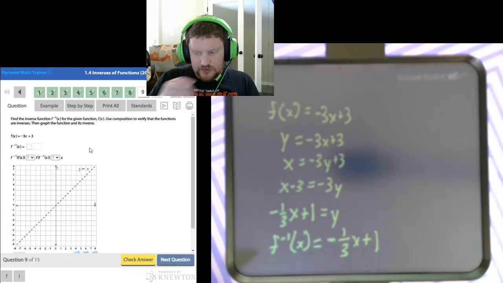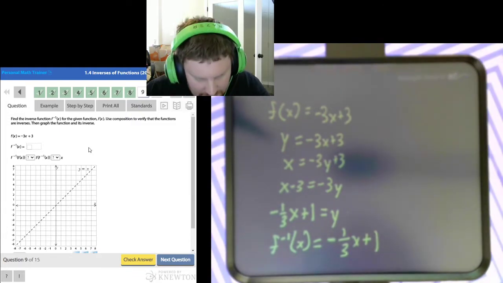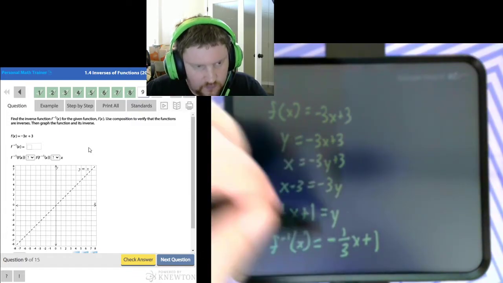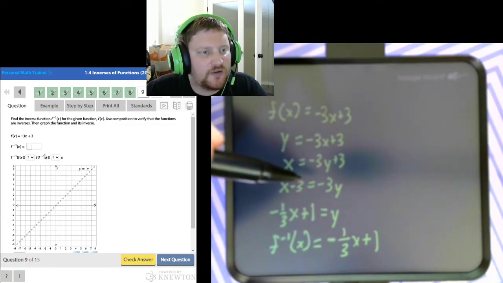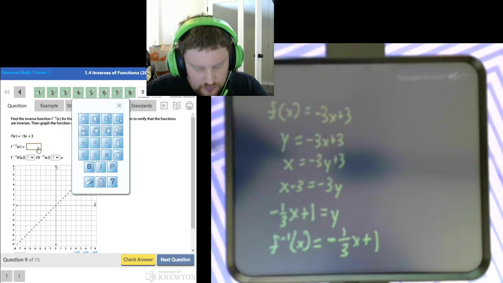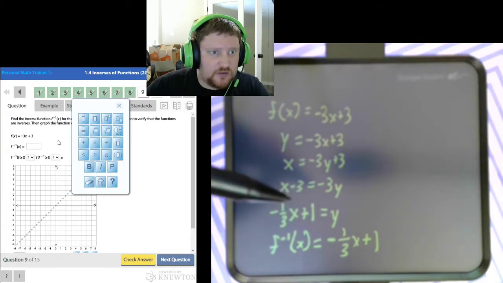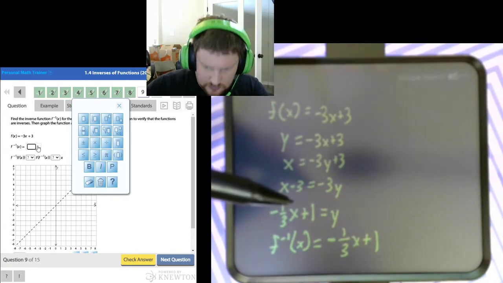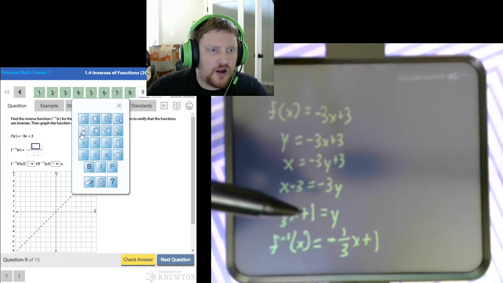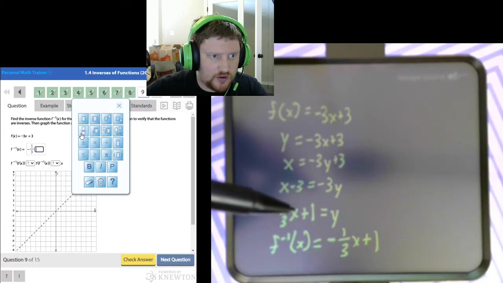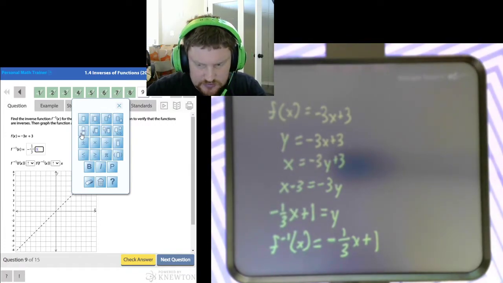A lot of different ways we could write this one. That's how I'm going to write it though, because that is the linear format that'll make it easiest to graph. So, negative fraction 1 over 3 x plus 1.